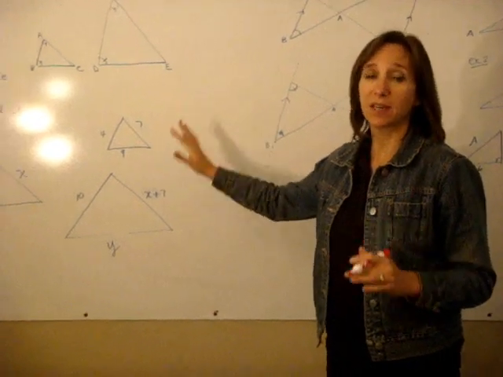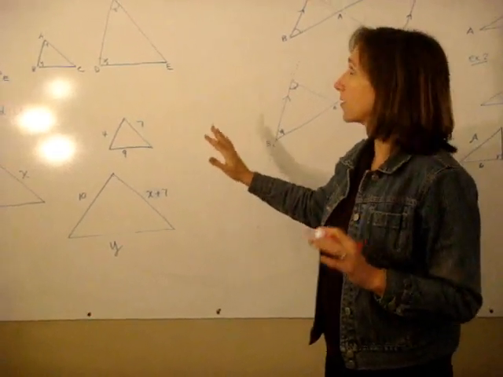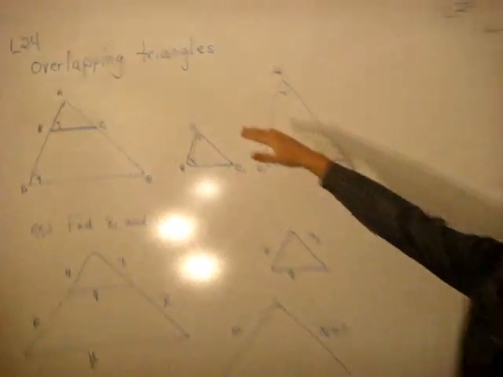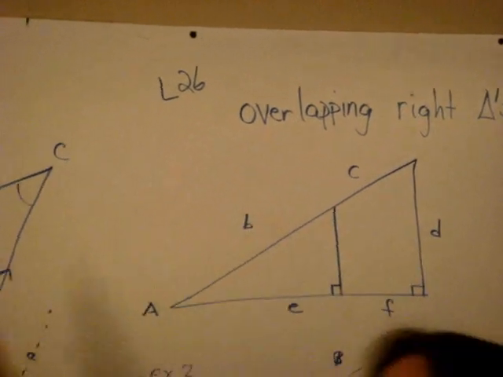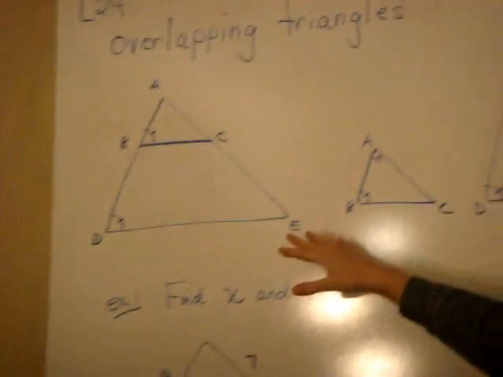Sections that we didn't get to cover in class on Thursday. Lesson 24, overlapping triangles, lesson 25, parallel lines, and lesson 26, overlapping right triangles. So let's start over here with overlapping triangles.